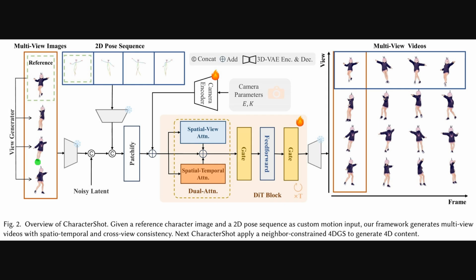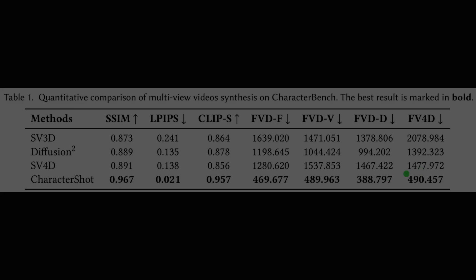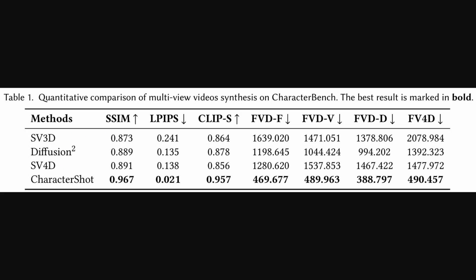Let's trace the data flow in more detail. On the left, the system takes the single reference image and the 2D pose sequence as inputs. The core of this stage is the new dual attention module, which is part of a larger DiT block. This special module is responsible for keeping the character's appearance consistent across both time and the different camera views. It processes all this information repeatedly to generate the final multi-view videos you see on the right, which are both smooth and consistent.